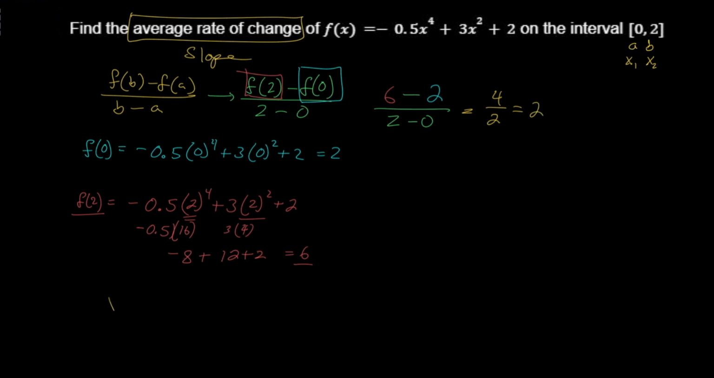You'll get the same answer if you use the y2 minus y1 over x2 minus x1 formula. The first x value is 0, and the first y value is 2. Then the second x value is 2, and the second y value is 6. And there we go. You would still get the same answer plugging it in.